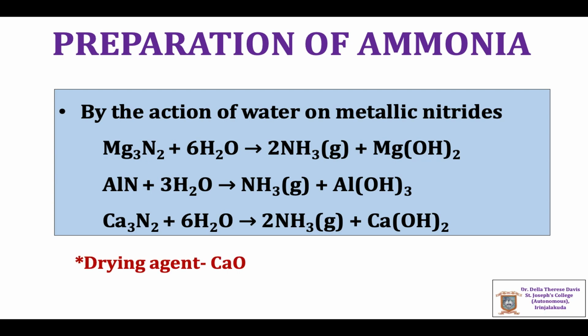The ammonia thus obtained is dried using calcium oxide. Other drying agents such as sulfuric acid, phosphorus pentoxide, calcium chloride, etc. cannot be used for drying ammonia because these reagents react with ammonia. Because of this, only calcium oxide or quicklime is used as the drying agent for this reaction.